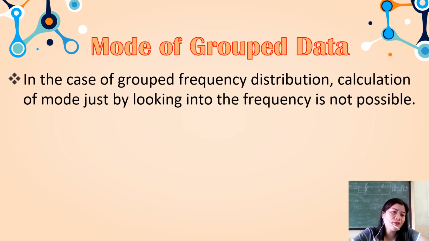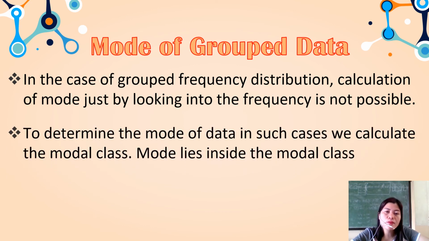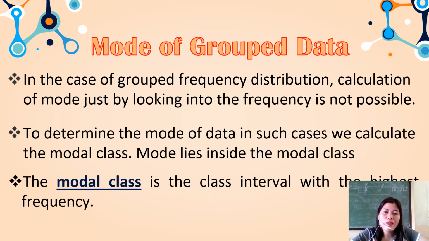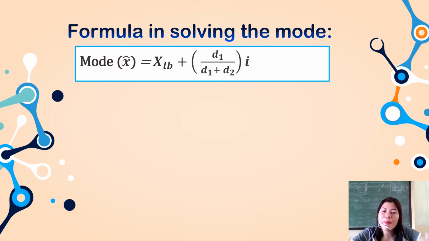So in case of a grouped frequency distribution, calculation of the mode just by looking into the frequency is not possible. So to determine the mode of data in such cases, we calculate the modal class. Mode lies inside the modal class. So that is our modal class. It is the one with the highest frequency. Okay, for the formula in solving the mode, you have there.